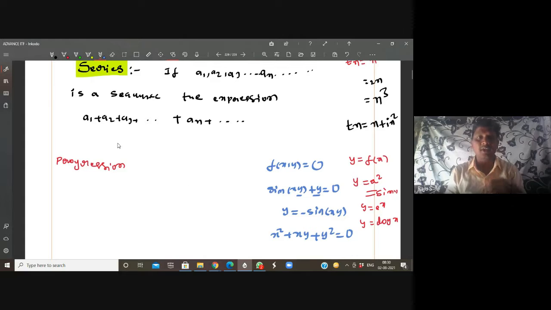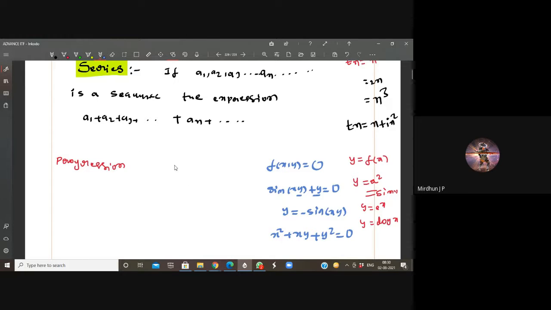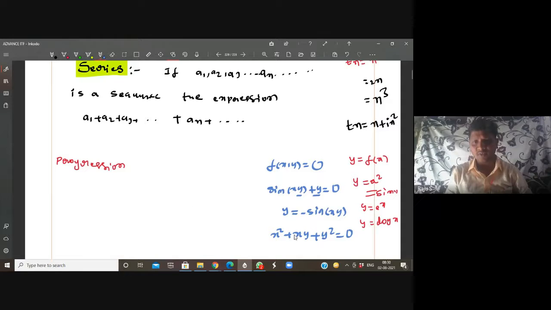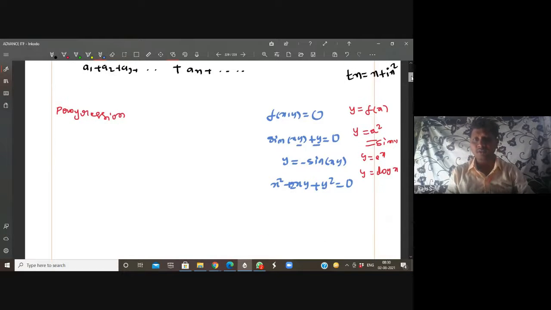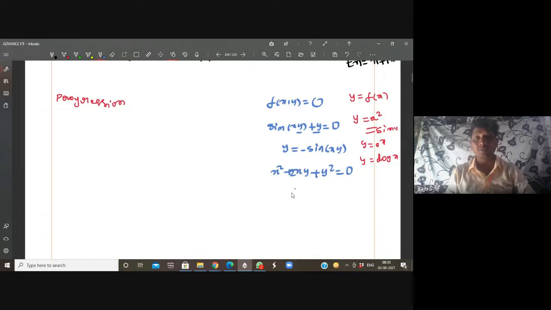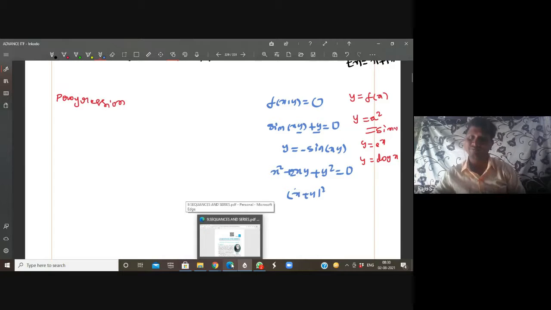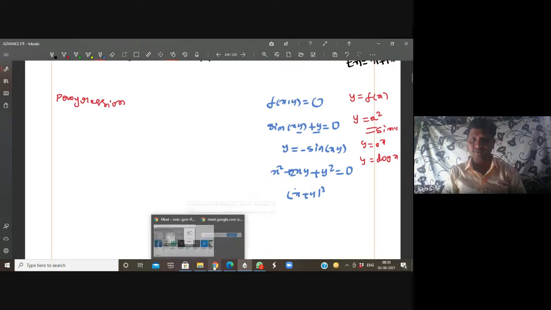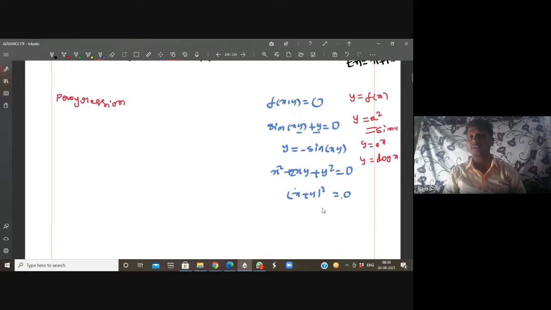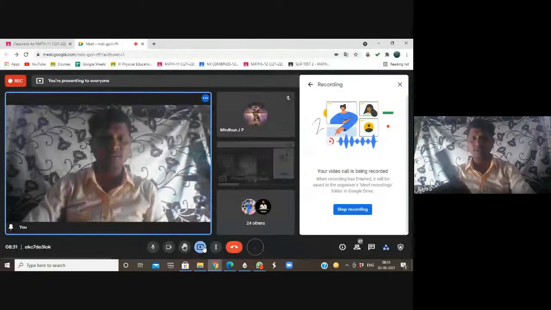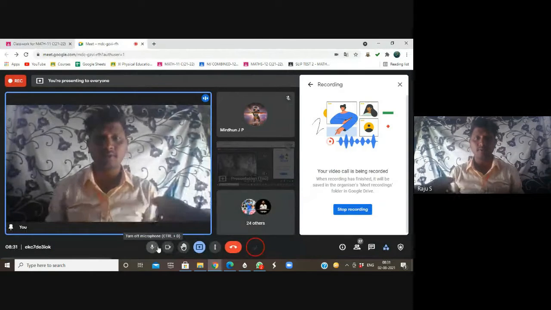Instead of xy, if there is 2xy, then we can simplify. At that time we write x plus y the whole square is equal to 0, then x is equal to minus y. Like that we can simplify.